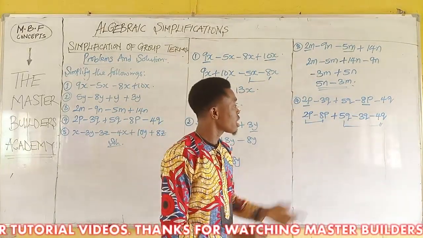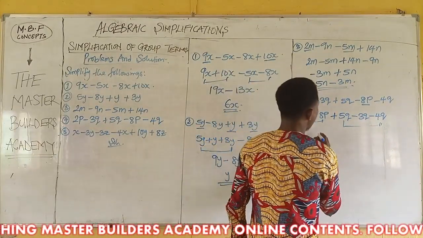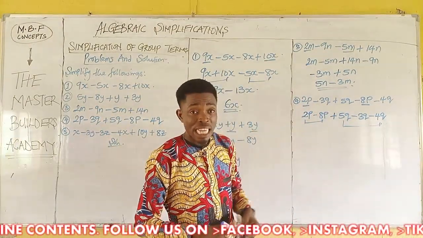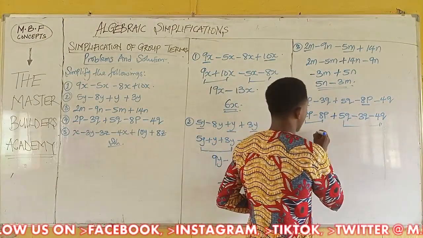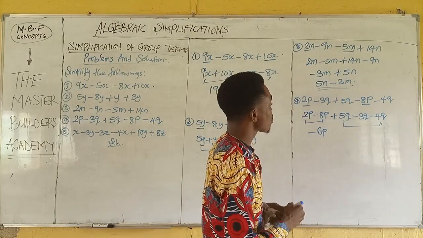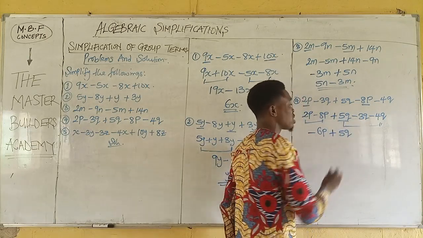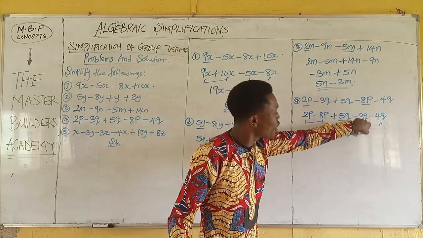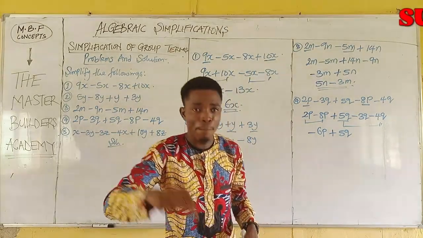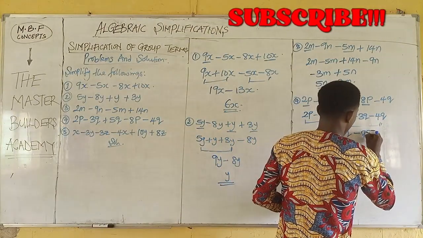2P minus 8P, guys, we are going to have 6P, and that will give us minus 6P because we are removing a bigger number from a smaller number. Therefore, this gives us minus 6P. Now, for the Q's, we have plus 5Q, which is positive among the Q's. Then minus 3Q minus 4Q will give us minus 7Q. Yes, minus 3 minus 4 is minus 7. So we are going to have minus 7Q.